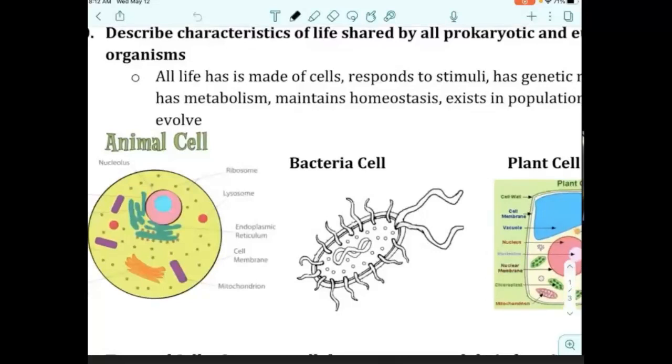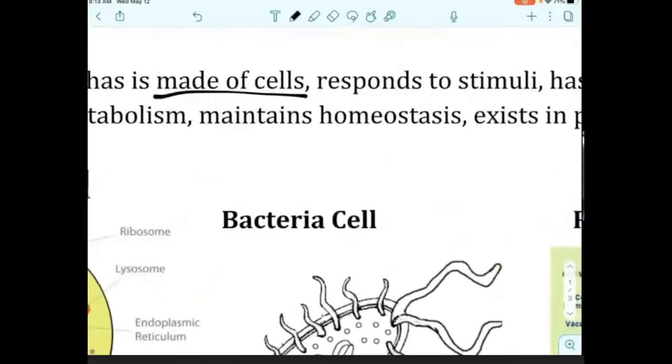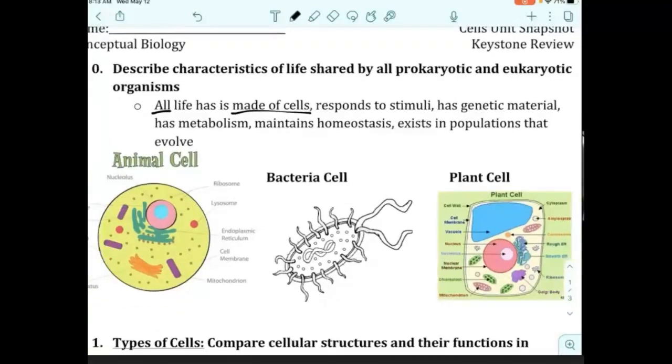And so the key word here is all, okay? So all life, that includes bacteria and humans and giant trees, right? And paramecia and all kinds of life, okay? All life does these things. First of all, life is made of cells. All life is made of cells. So even the simplest organisms are at least one cell, okay?